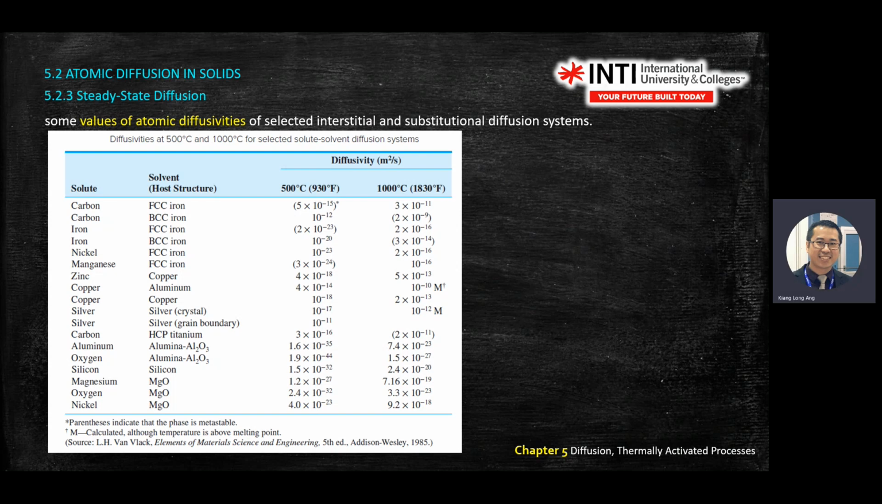The lower temperature is minus 15. At 1000 degrees C, more energy will increase it a little bit, 10 to the power negative 11. This one is minus 15. So the diffusivity increases, and so on, the same for the others.